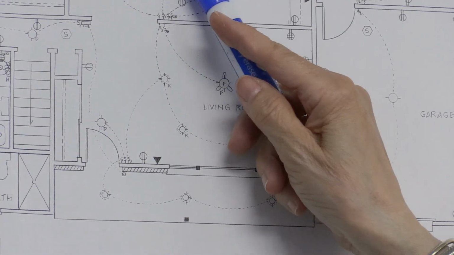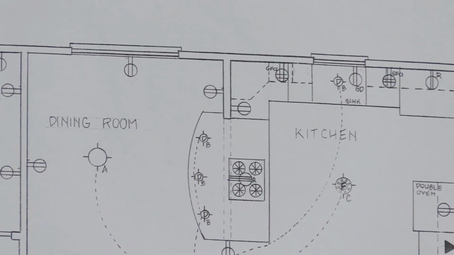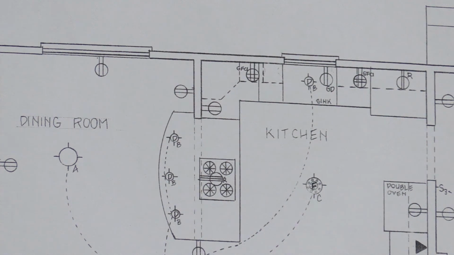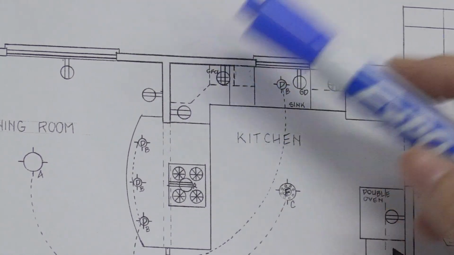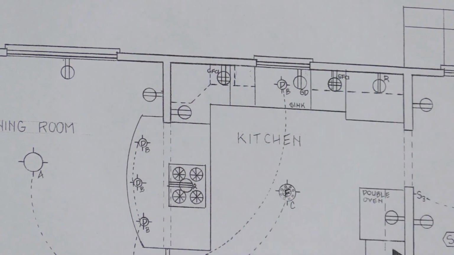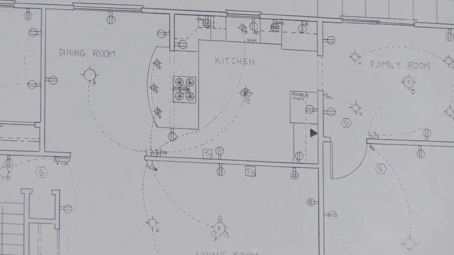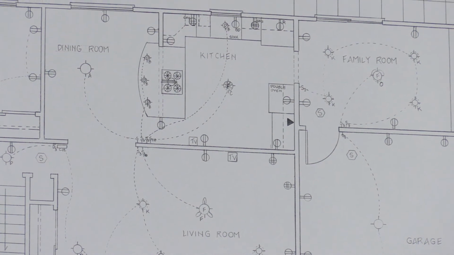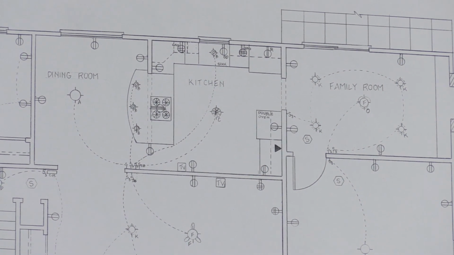In a kitchen, around a counter, that rule changes. It's now a 2-4 rule, which means from a wall or a break, you have to be within 2 feet, and then the maximum you can be apart is 4. And that is around the counter. If you just have a regular wall, you're back to the 6-12, but the 2-4 rule is at the counters.